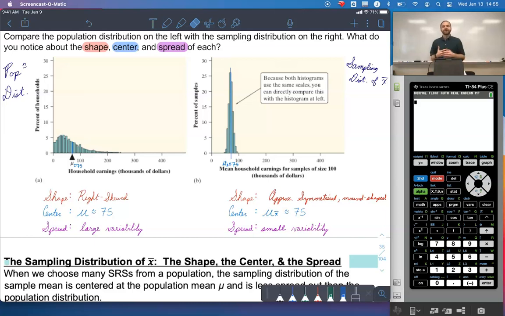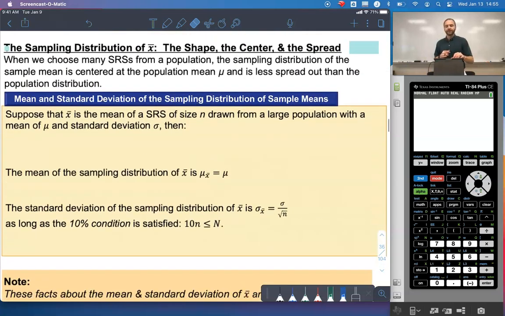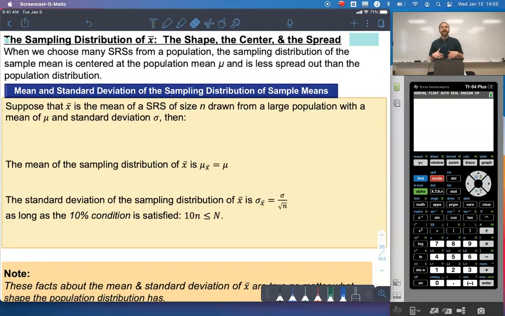So it's this idea that these graphs are not the same thing. If we have a sampling distribution of X bar, it always goes back to shape, center, spread. And so when you have many simple random samples from a population, you grab many of them. So don't just ignore the writing. If I look at this, I'm grabbing many simple random samples from a population, and I'm calculating X bar. I'm calculating the sample mean of each one of those. Here's what happens. If X bar is the mean of a simple random sample of size n drawn from a large population with a mean of mu and a standard deviation of sigma, here's what happens.